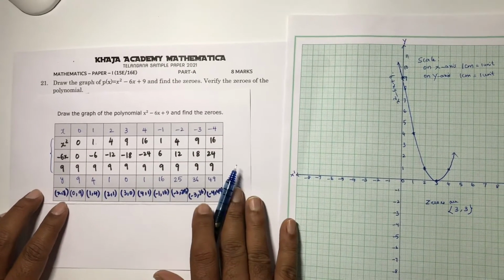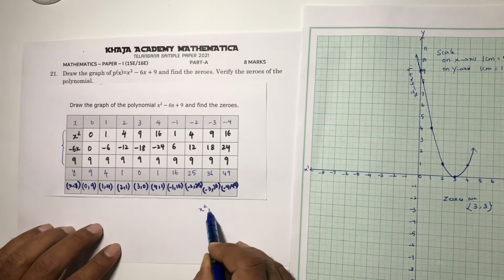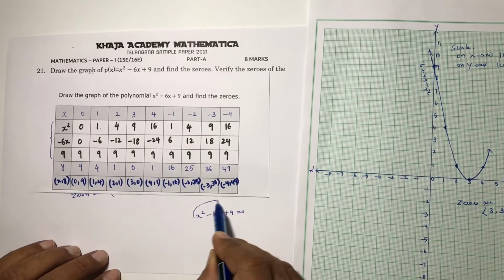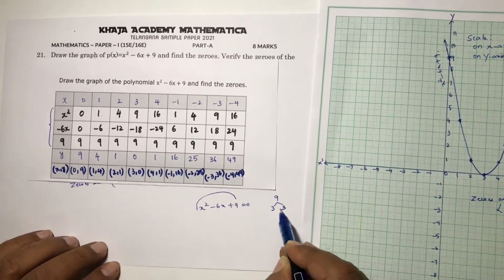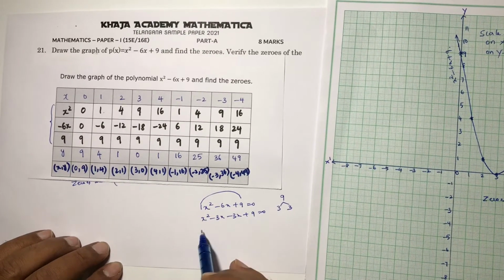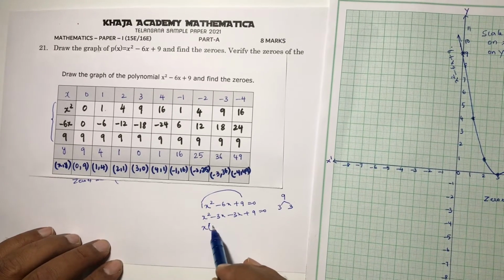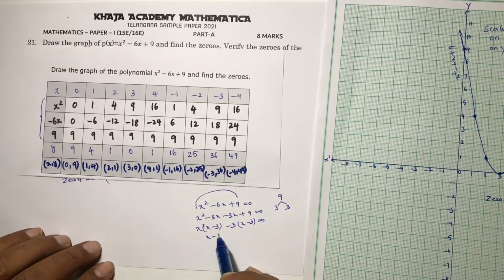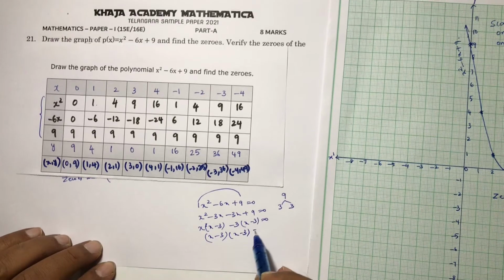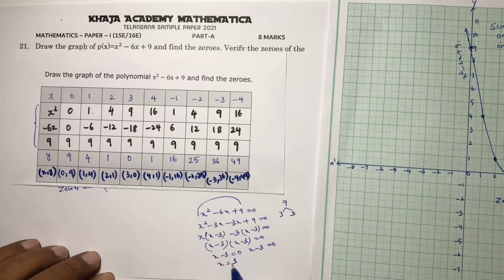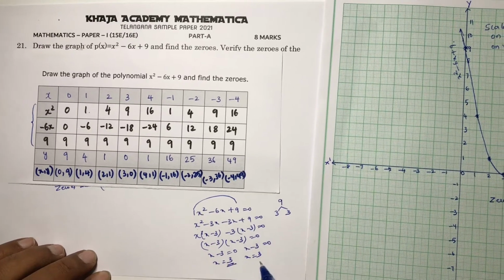This they told in the question, to verify the zeros of the polynomial. So now I'll factorize by splitting the middle term, like x square minus 6x plus 9. I'll find the zeros now. 1 into 9 is 9. Those are 3 into 3. So x square minus 3x minus 3x plus 9. So in the first two terms, if you take x common, x minus 3. In the last two, if you take minus 3 common, x minus 3. So x minus 3 into x minus 3 equals 0. X minus 3 equals 0. X minus 3 equals 0. X equals 3. X equals 3. So here the two values I got are equal. So here also in the graph I got equal.